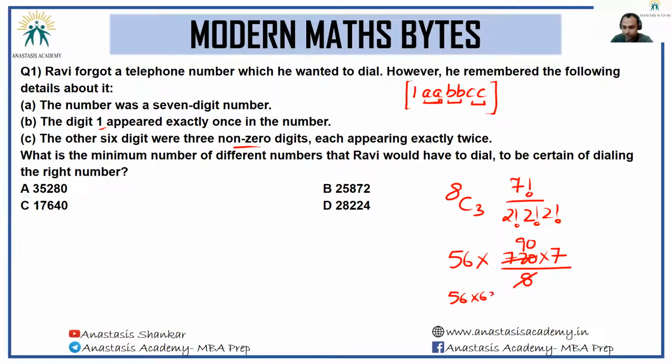56 into 630. Hopefully at this time, you can rule out B and D. And at this time, you can also potentially see 50 into 600 is 30,000. Therefore, answer has to be A.